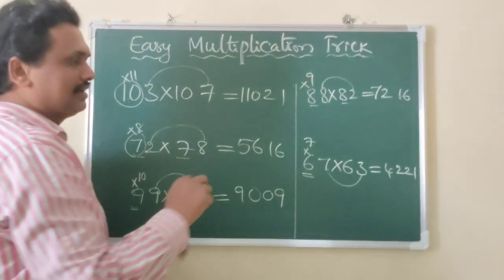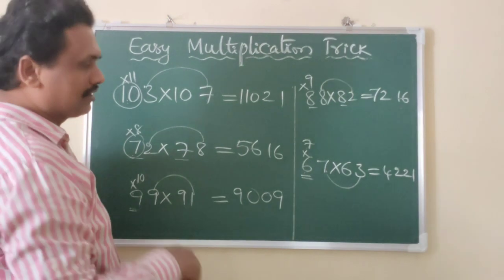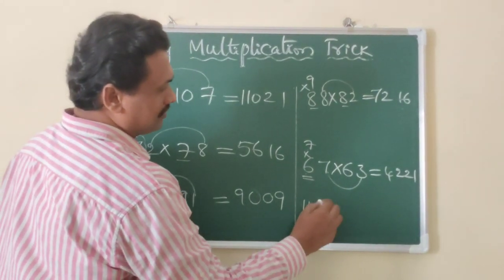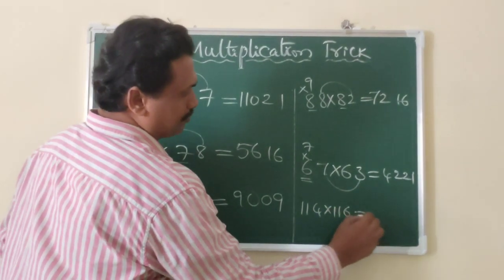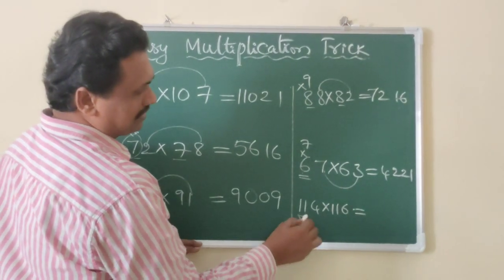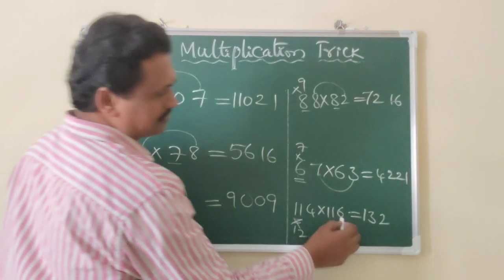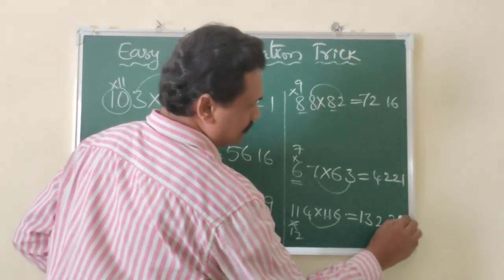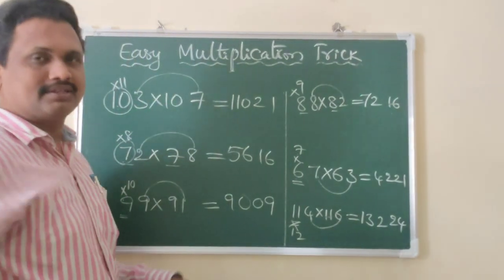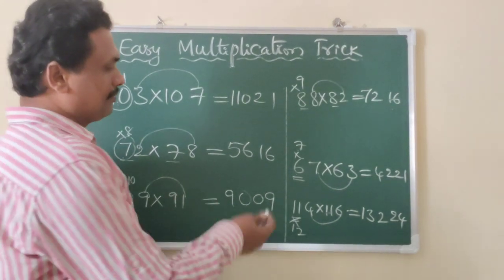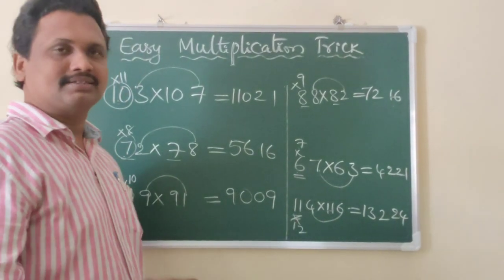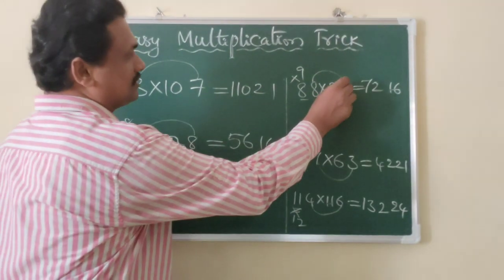This knowledge can be applied for any number, 3 digits also, if you are confident. For example 114 into 116. Suppose you know very well 11 into 12 is 132 by our technique. Next 4 6s are 24. Like that, students. Very easy to answer. So try to remember and utilize this knowledge in the exams.